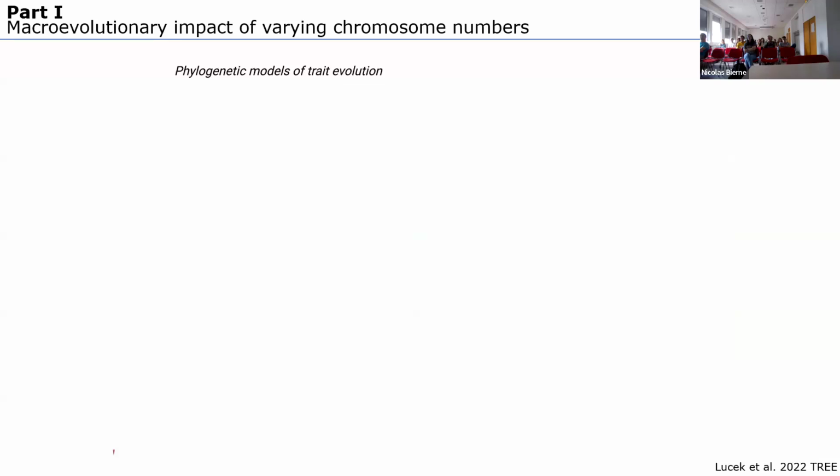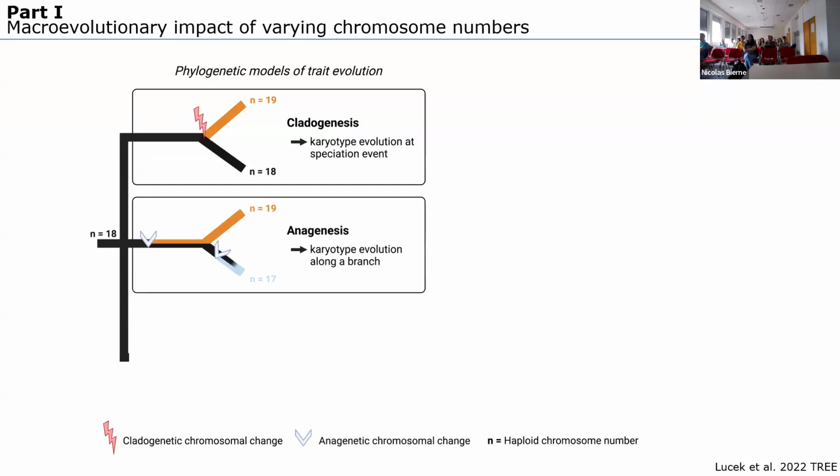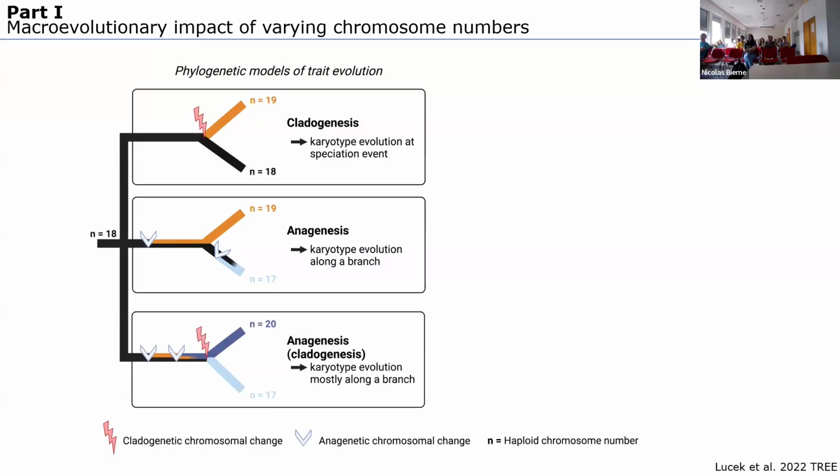So we suggested that we can use a phylogenetic model of trait evolution. Along a phylogeny, we could imagine so-called cladogenetic events, where you have karyotype evolution at the speciation event. So you evolve a new chromosome, you split, you have a new species. Or we can also imagine anagenetic events, where karyotype evolution would evolve along a branch and eventually the species would split and establish new karyotypes. Both are of course not mutually exclusive, and we could have contribution of anagenesis and cladogenesis.